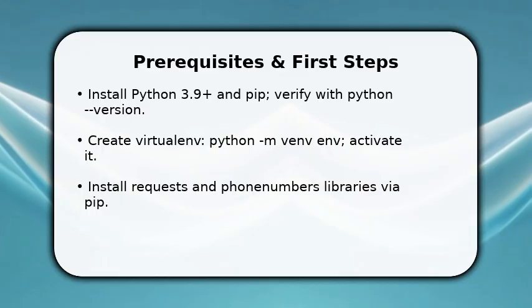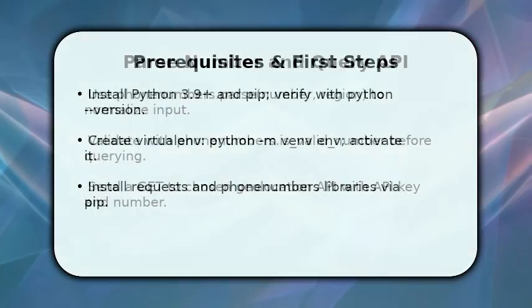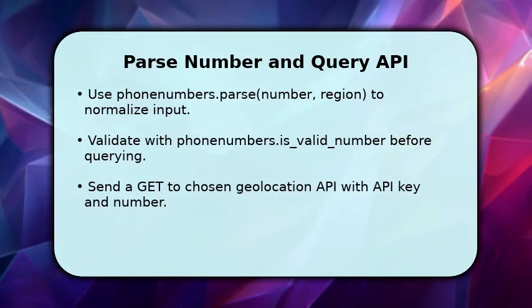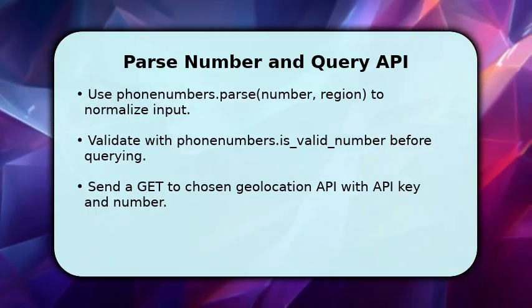Next, parse the mobile number with phonenumbers. Parse and validate it so you only query legitimate formats. This prevents unnecessary API calls and errors.